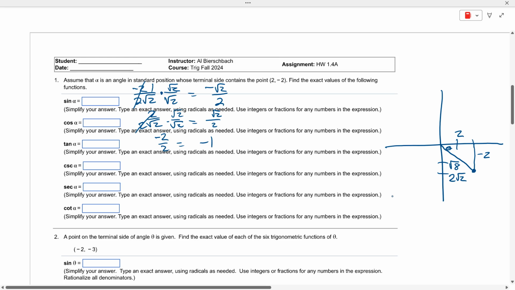Cosecant, you flip this over, but don't flip it at that stage. Flip it at the original problem. So it's hypotenuse, 2 square root of 2 over the opposite, negative 2. These cancel, so it's negative square root of 2. Secant is hypotenuse, 2 square root of 2 over the adjacent, which is 2, which is normal square root of 2. And cotangent is adjacent over opposite, which is negative 1.